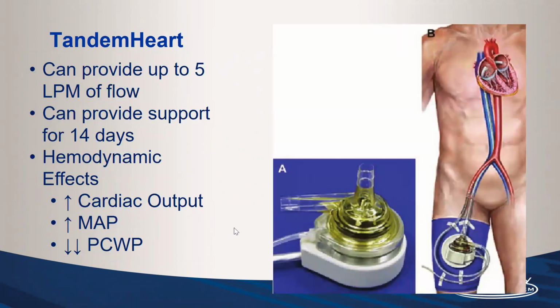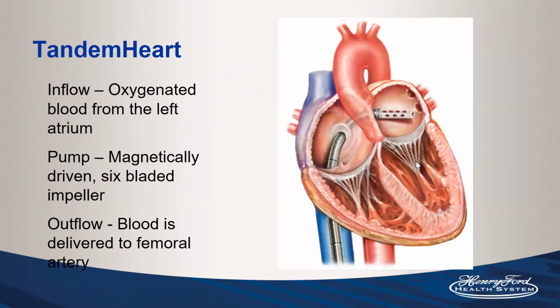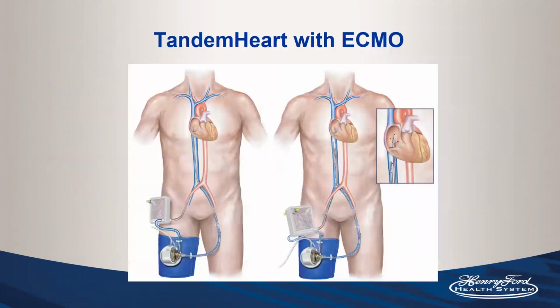So Tandem, you can get good flow. It is a little bit more durable pump than the Impella, for up to 14 days. We talked about that the cannula is going across the intra-atrial septum, pulling blood from the left atrium, coming out through the pump, and then back in the femoral artery. So it does a good job of increasing cardiac output, and you can add an oxygenator. Here is a picture with oxygen.